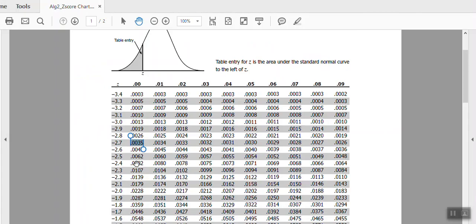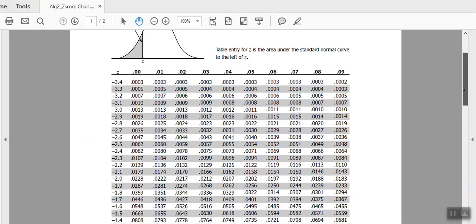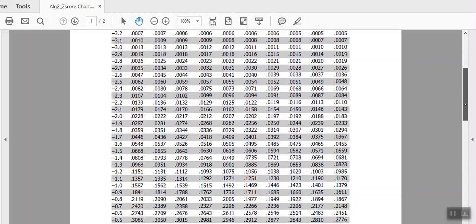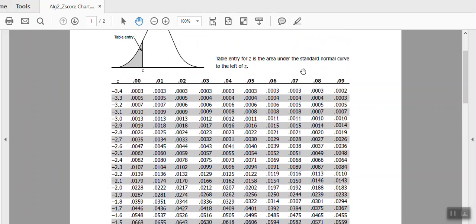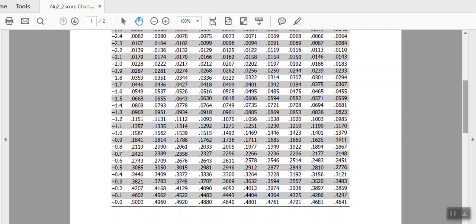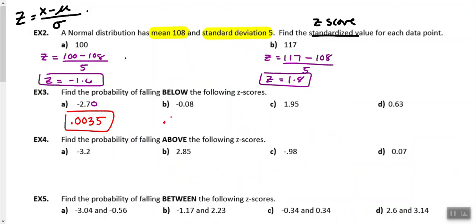So I'm going to go to my chart. I'm going to find negative 0.0, which is all the way down here. All right, then that third number was 8. So 8 is this column. So I'm going to go to the very bottom, and that gives me 0.4681 is my probability. And again, I'm going to leave C and D for you to do, but you're welcome to do them on your own and then check the answer key or check in with me.